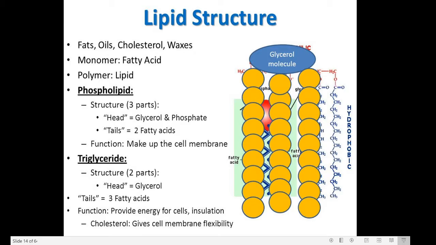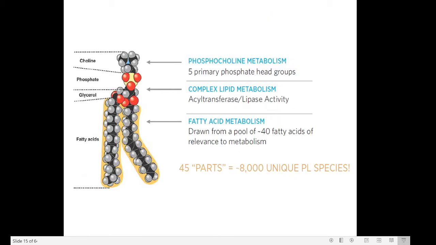The phospholipid structure has two parts: in the head, the glycerol and phosphate, and then two fatty acids. A glyceride has the glycerol alone, and the tail has three fatty acids. This is the complex structure of a lipid. In this lipid, phosphocholine metabolism is involved, so there are phosphate head groups in the head. That top part is called the choline. This choline has the phosphate group.